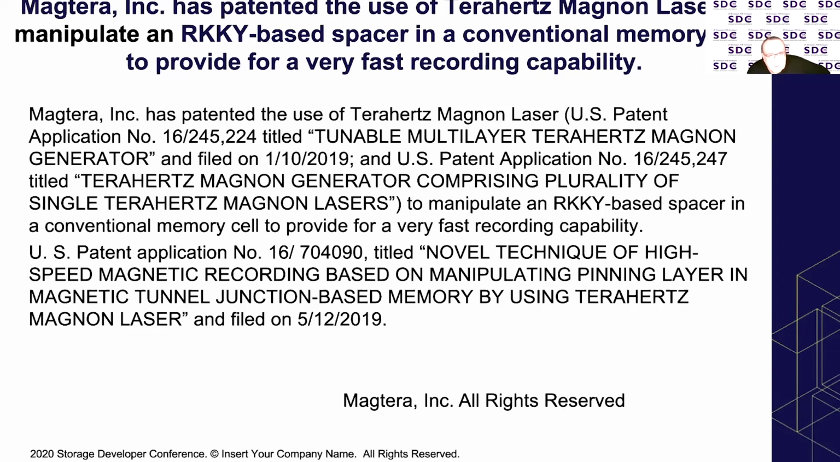The process used to manufacture the THz Magnon Laser is absolutely very similar to the processes used for the manufacture of the magnetic junction. So existing fabrication lines can be easily adjusted to add the THz Magnon Laser as a writing head and to implement this high speed of magnetic recording. The THz Magnon Laser was invented by Magtera, and we have numerous patents to this effect. It's well protected in IP space.